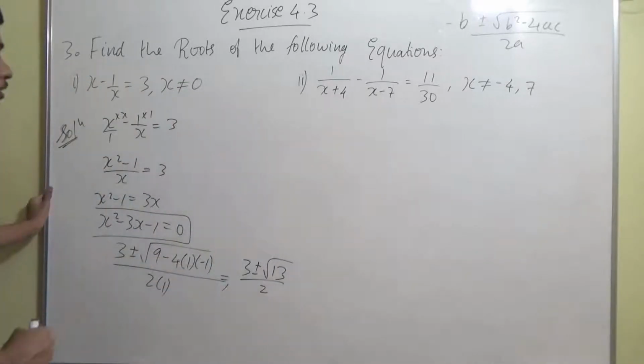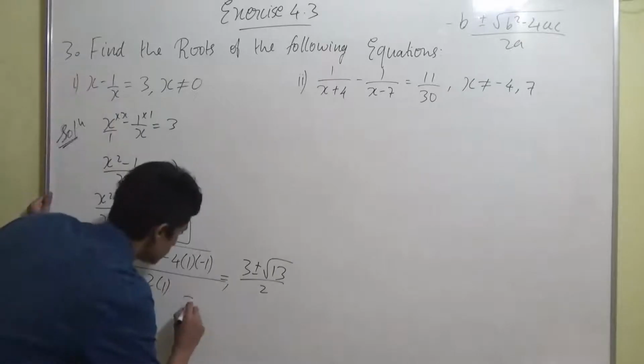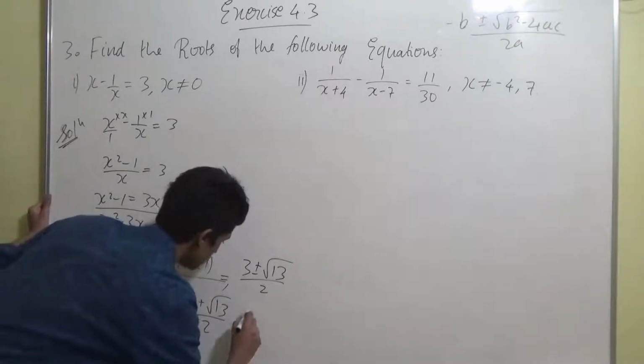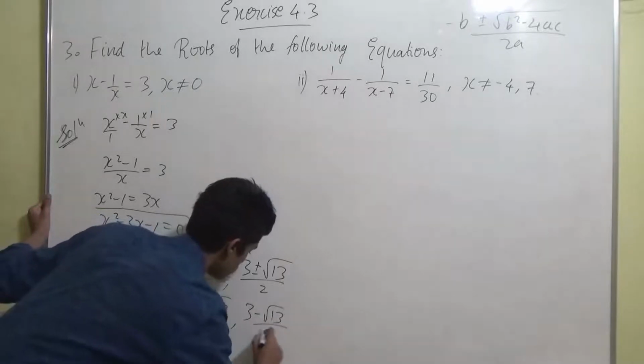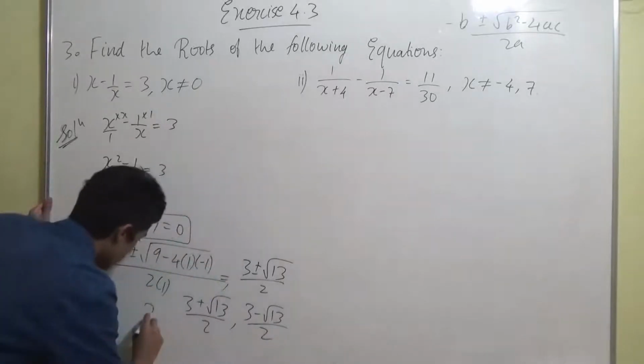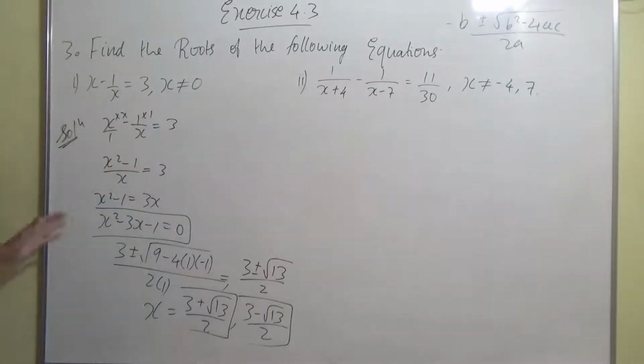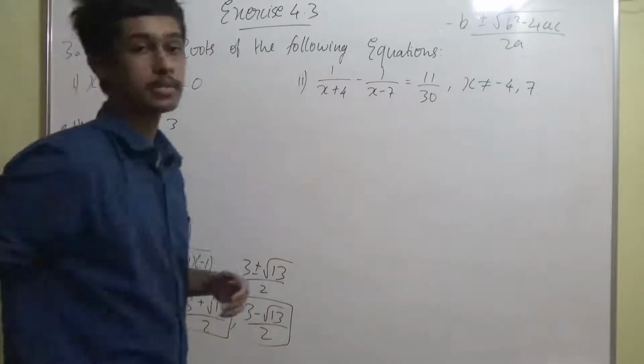So there are two solutions. One is 3 plus root 13 by 2 and the other solution is 3 minus root 13 by 2. Getting it, guys? x equal to these. These are the two solutions of the first question. As simple as that. We just brought the equation into the standard format and then used the quadratic formula and solved it. Similarly, we do it for the second question as well.